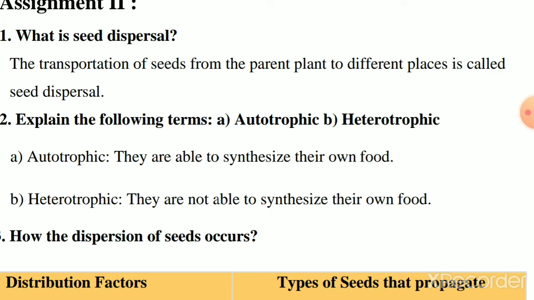Okay. Next, autotrophic and heterotrophic. Autotrophic means they are able to synthesize their own food. They can prepare their own food. Heterotrophs are not able to synthesize their own food, which means they cannot prepare their own food. They must depend on others for their food.